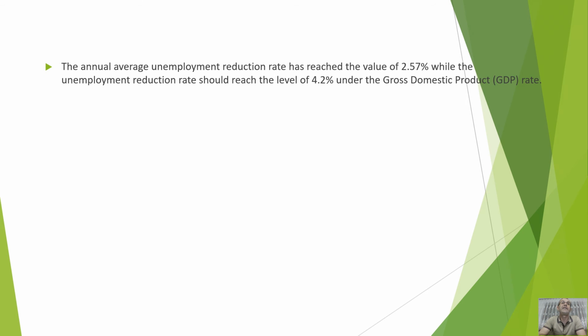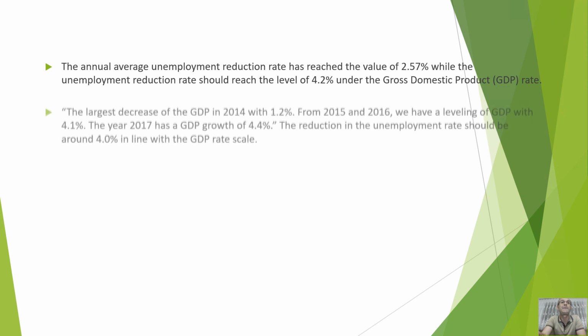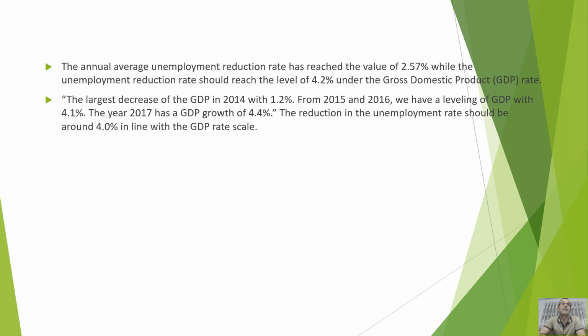The annual average unemployment reduction rate has reached a value of 2.57%, while the unemployment reduction rate should reach the level of 4.2% under the gross domestic product rate. The largest decrease in the GDP was in 2014 with 1.2%. From 2015 and 2016, we have a leveling of GDP with 4.1. In the year 2017 there is a GDP growth of 4.4%. The reduction in the unemployment rate should be around 4% in line with the GDP rate scale.